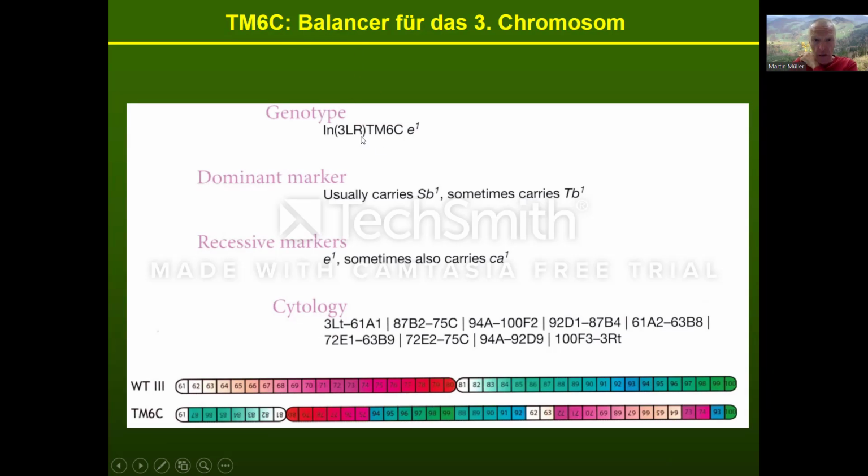It has, again, Stubble as a dominant marker, and ebony is a recessive marker here. And you can see now, if you look at the tip here of 3L, it starts with the telomere 61 and then not 62, but the inversion continues here. So TM6C would then be the perfect balancer for you if your gene would be localized in this area here.